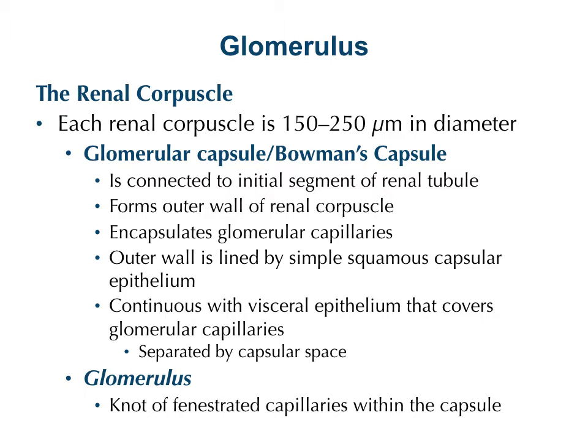Bowman's capsule surrounds the glomerulus and is defined by a layer of epithelial cells that are continuous with the podocytes that surround the capillaries. The capsule itself is composed of a layer of epithelial cells, and it is connected to the initial segment of the renal tubule. It forms the outer wall of the renal corpuscle, which will be called the parietal layer, and it encapsulates the glomerular capillaries in the visceral layer. The outer layer is lined by simple squamous epithelium, whereas the visceral epithelium that covers the glomerular capillaries is covered by what are known as podocytes.